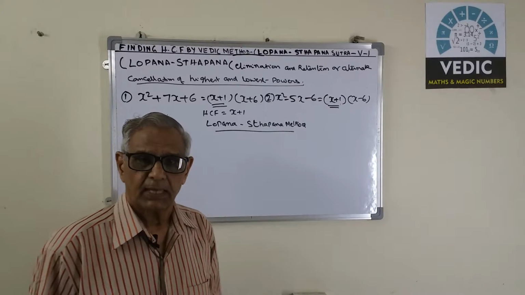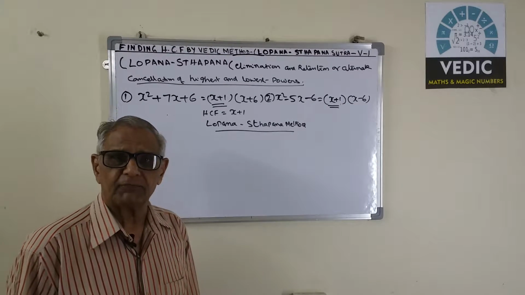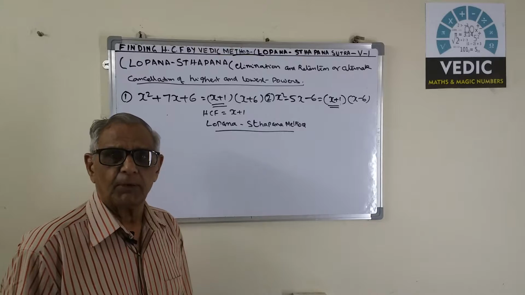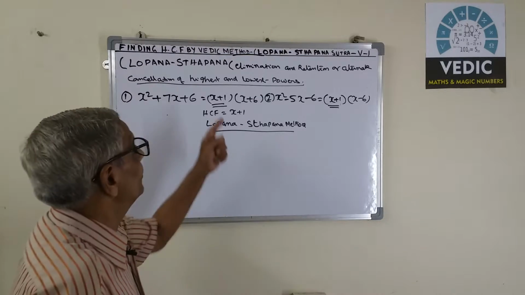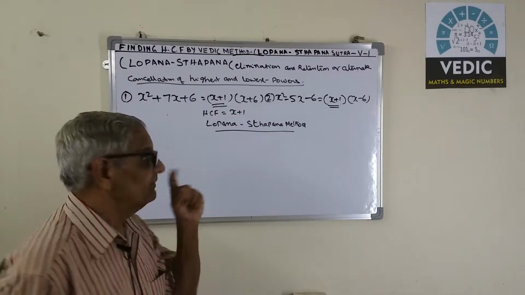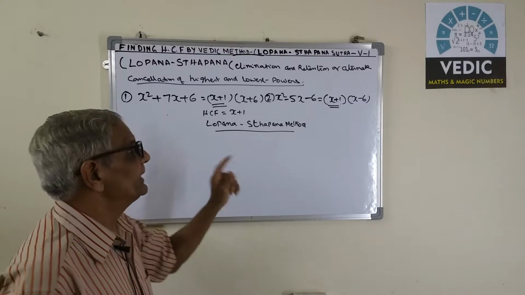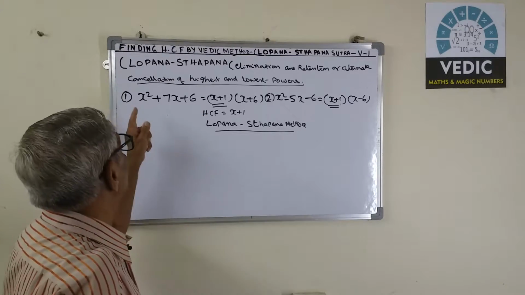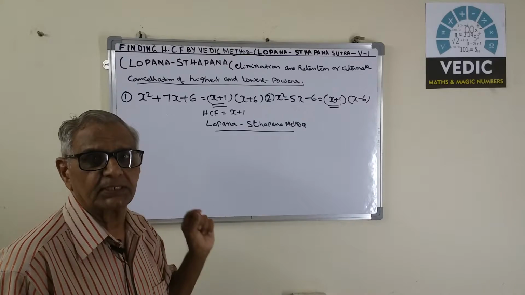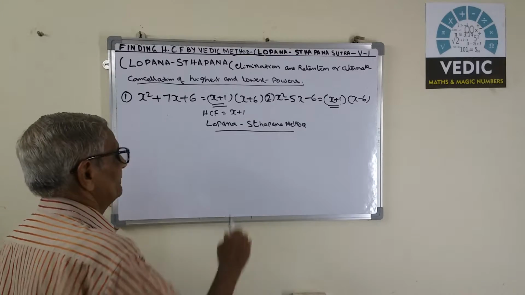Hi friends, let us discuss the method of finding the H.C.F by using the Vedic method known as Lopana Stapana, which means elimination and retention, or alternate cancellation of highest and lowest factors or powers.